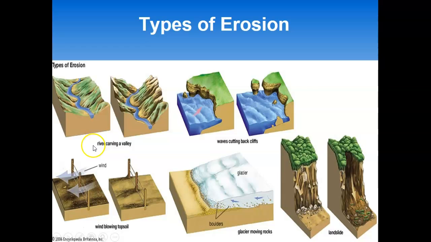Some other types of erosion, just again, erosion of water carving out a valley. Along the ocean, waves can cut back banks and create cliffs. You have wind that can blow the topsoil off. You have glaciers that can move boulders and move rocks. And you have landslides that can occur.